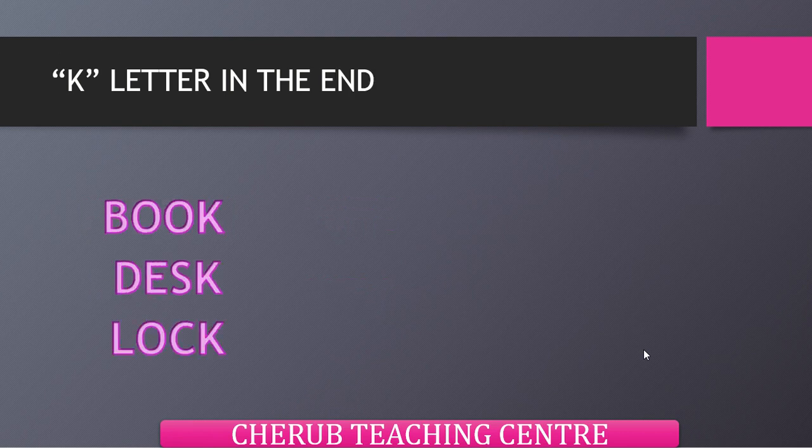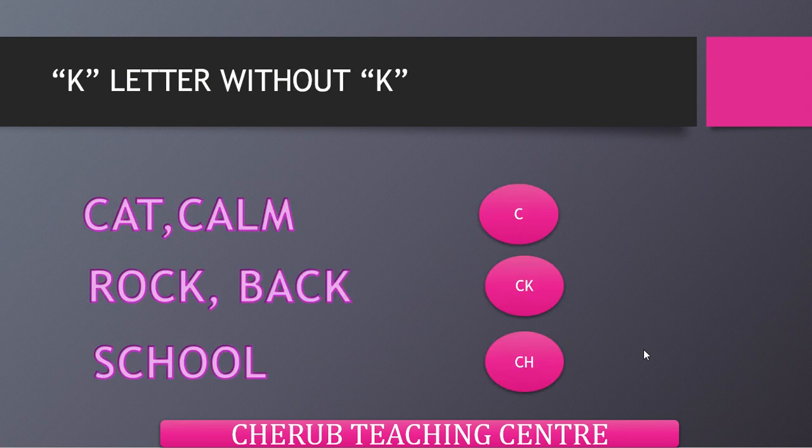And then where K letter comes in the end, the mouth position exactly has to be the same, whatever I have trained you. However, it's not going to be forced out of the mouth in that manner as we people have been doing. So it will go like book, desk, lock. And next is all the words in which K is not coming, however the K as a pronunciation is there. For example, cat. It could be a CK word like rock, back.